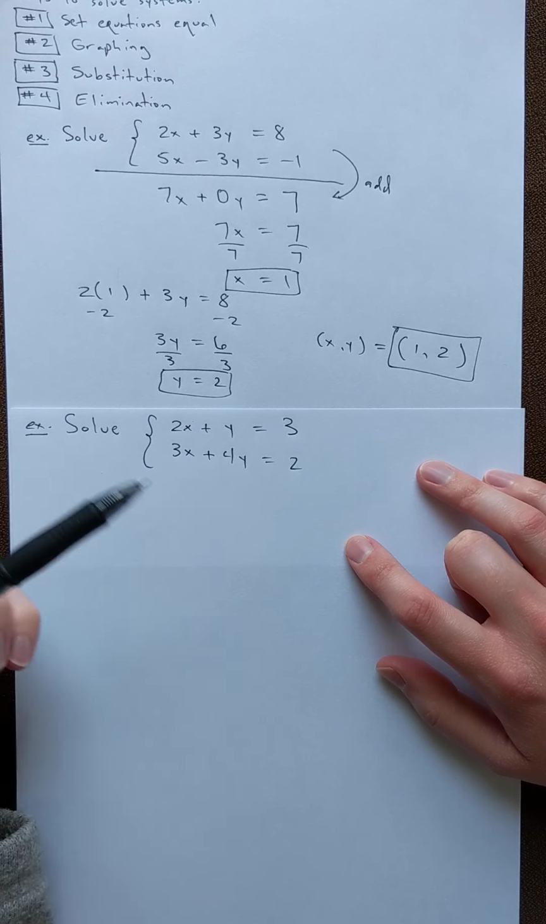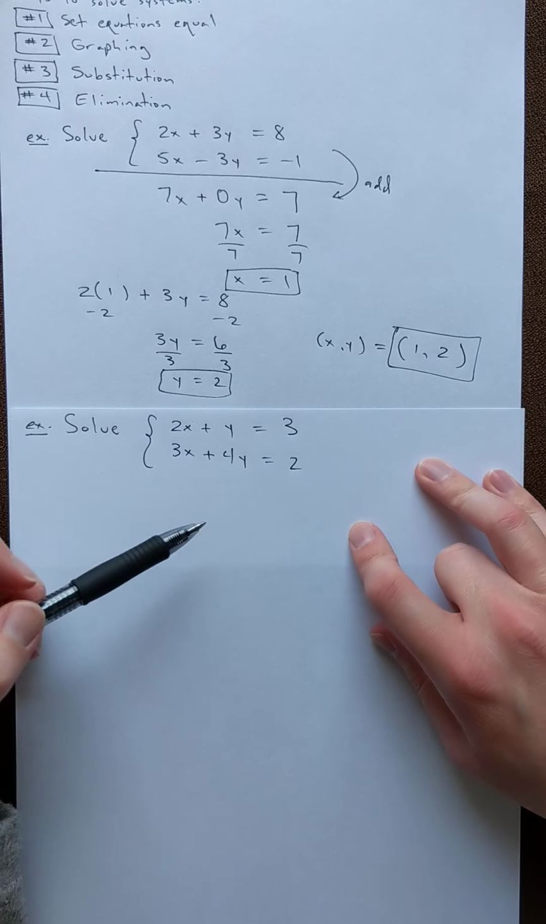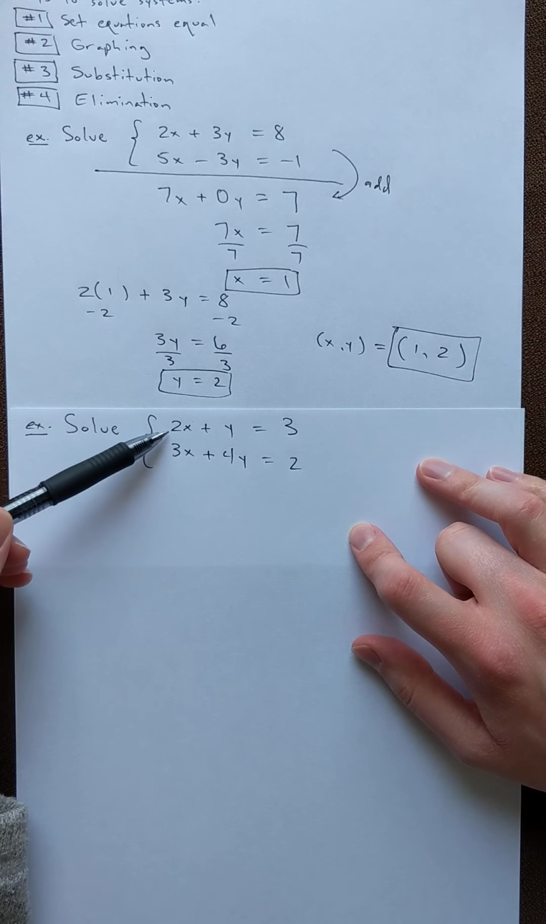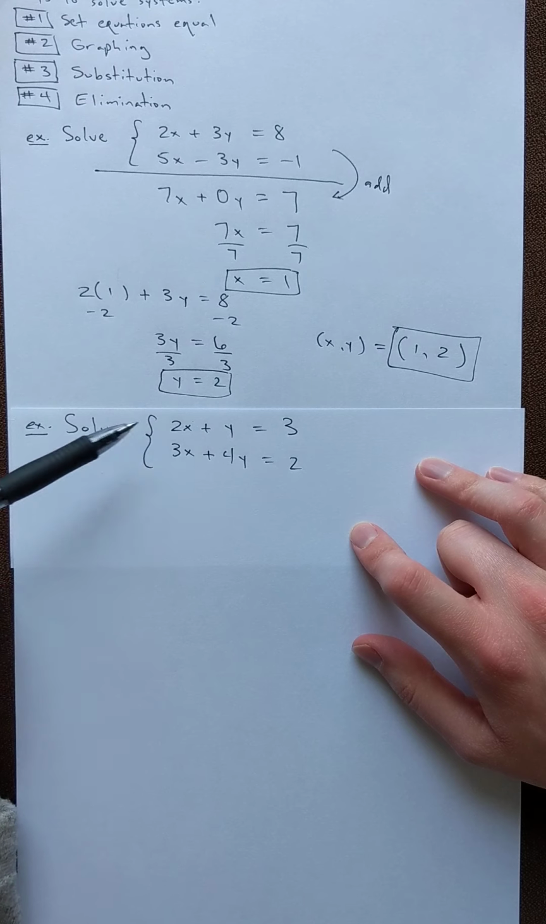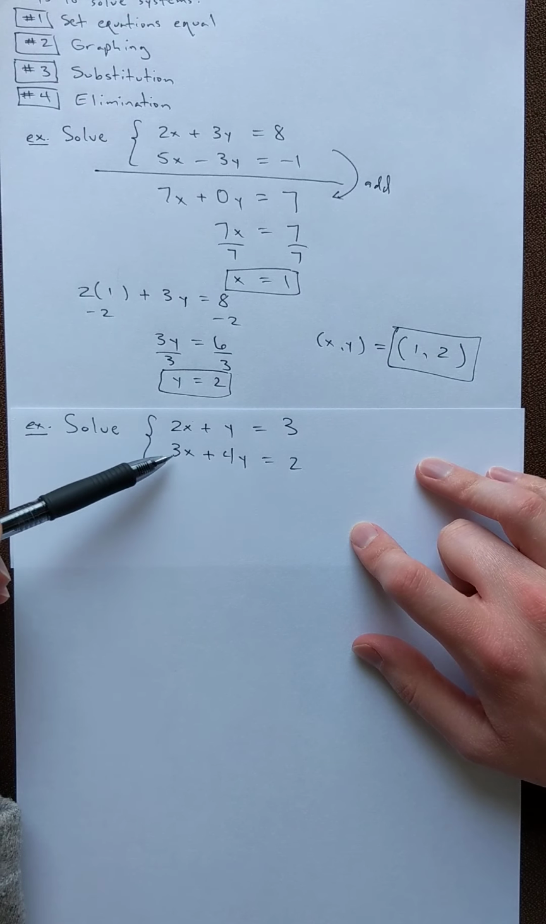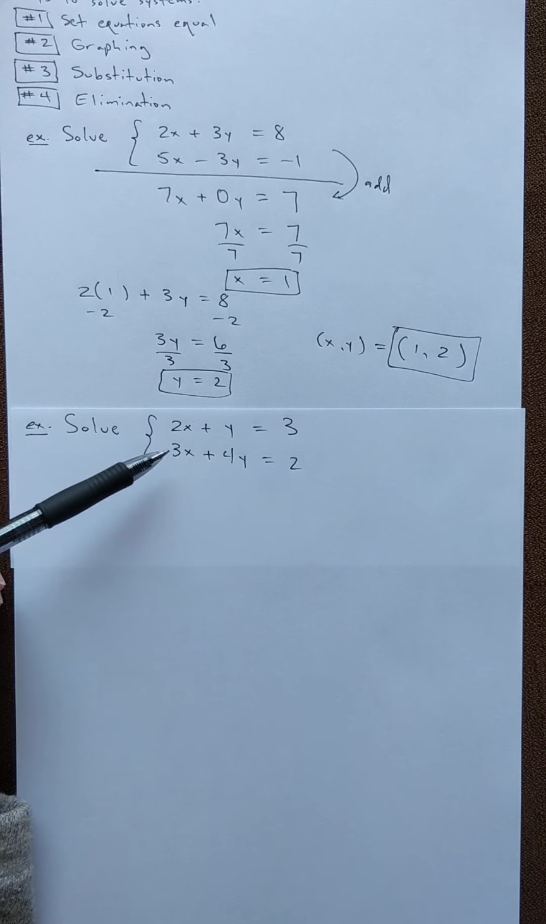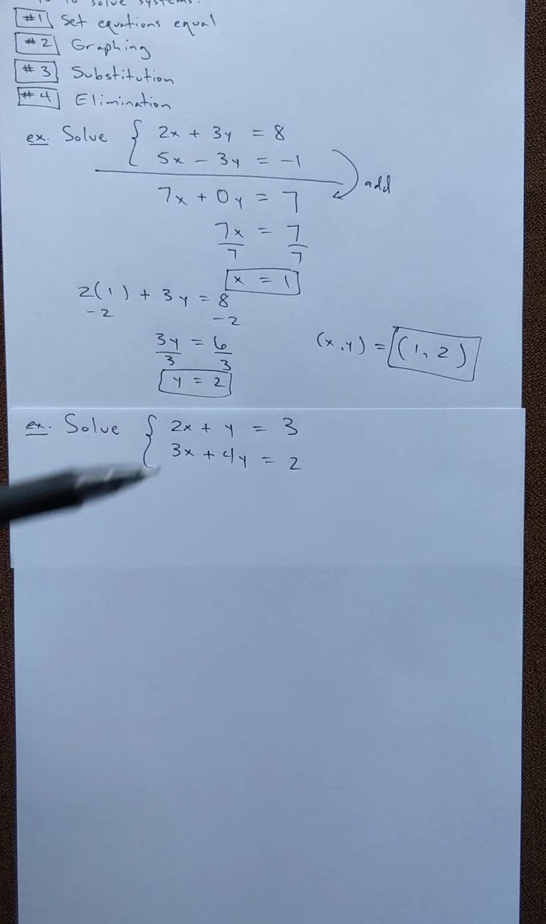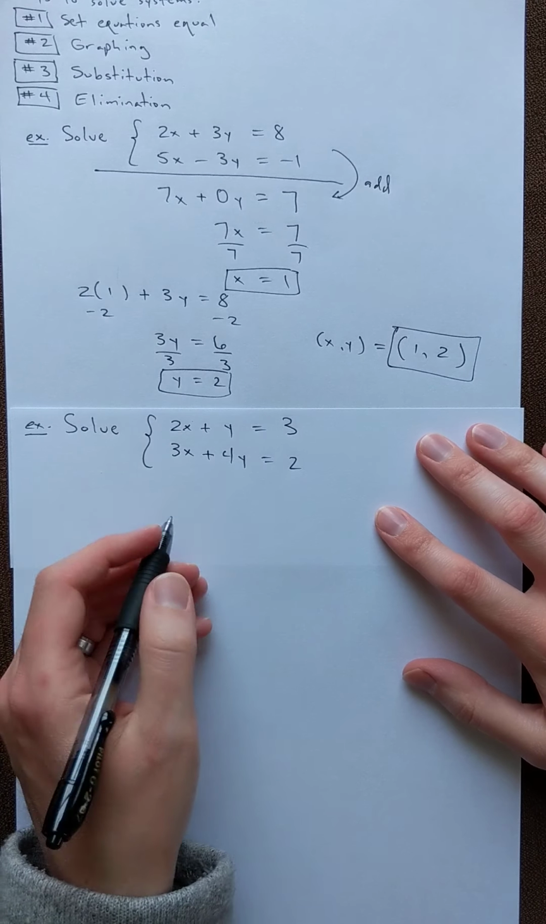Okay, so that's what I'm going to do. It's not the only way I could solve it. I could also turn both of these into a 6 by multiplying the top by 3 and the bottom by maybe negative 2. So we'd have a 6x and a negative 6x. So be creative trying to get the same number with opposite signs, but we should be able to do something.